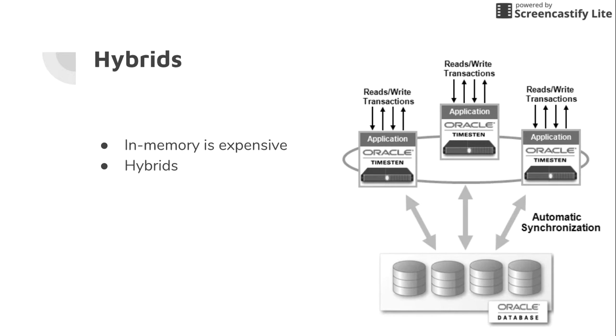And what does this flexibility allow? This flexibility allows there to be a balance between performance, cost, persistence, and form factor. Because of this, hybrids are really how most computers are set up. There are just so many advantages of hybrids that IMDBs don't really have, just because IMDBs are so expensive.